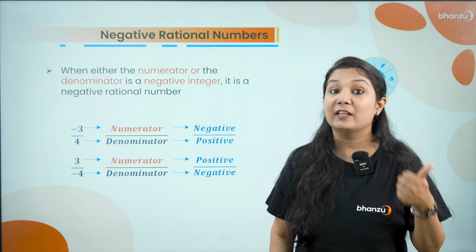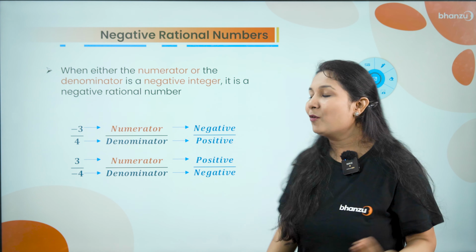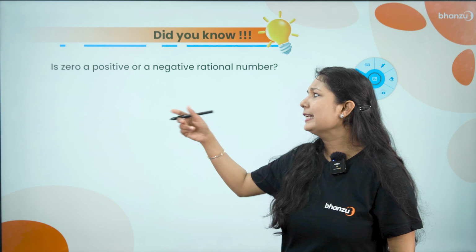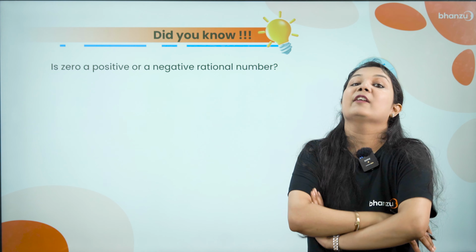Right? Now you know what are negative and what are positive rational numbers. Moving ahead in our session, is 0 a positive or a negative rational number?